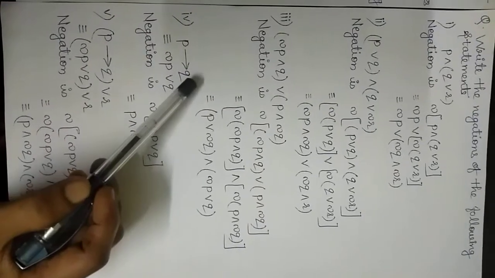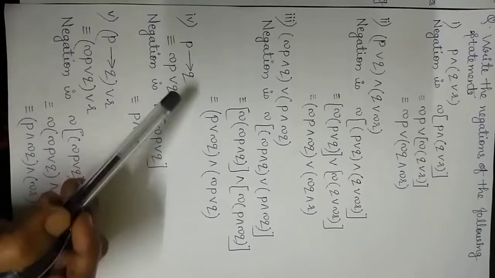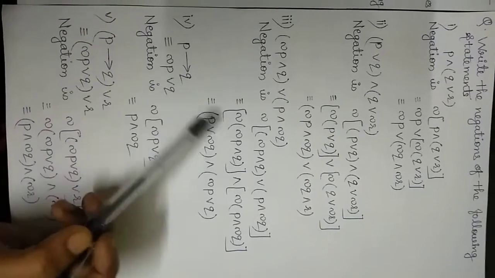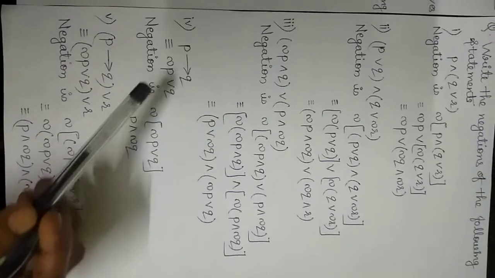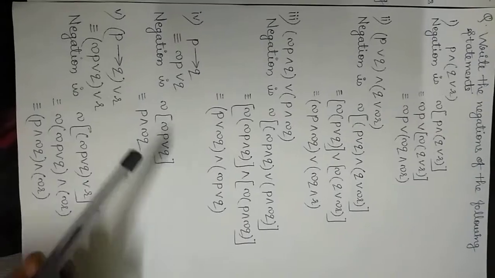So instead of P implies Q, we can use negation of P or Q. Now since no implication sign is present here, we can easily find the negation. So the negation will be P and negation of Q.